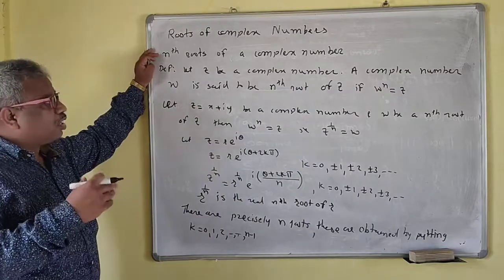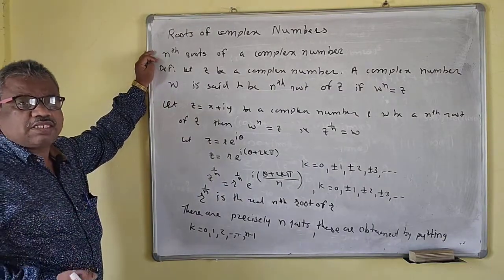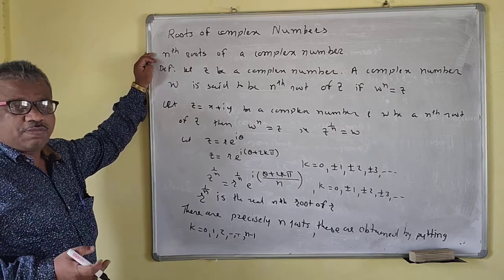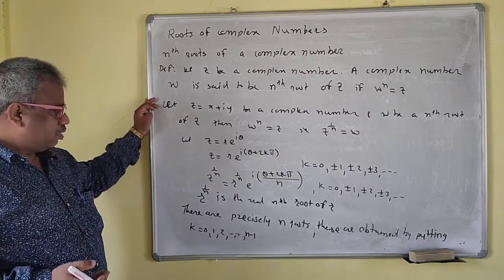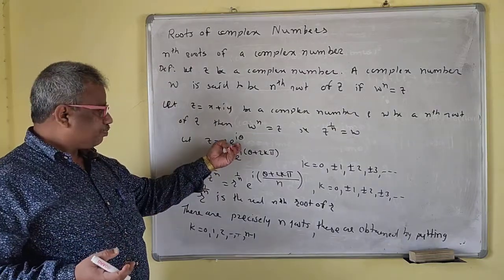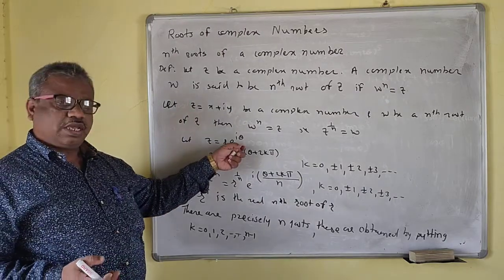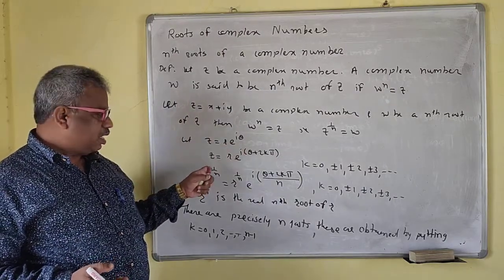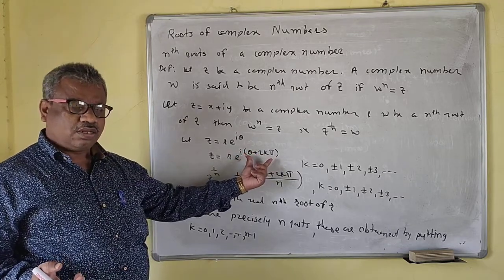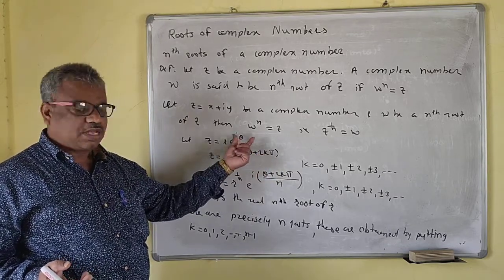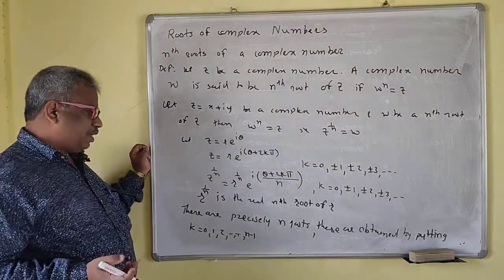If you want to find the nth roots of a complex number, first express it in the polar form. It is better to use the exponential form. So now z is equal to r e raised to i theta. Now 2k pi is the period. This theta is the principal argument, but theta plus twice k pi is just an argument of the complex number.